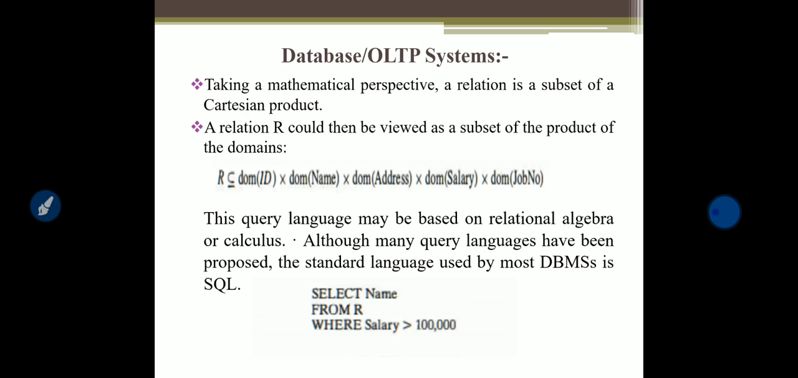So we have a simple example. If you want to retrieve some information from the relation R, we can fire a query like select name. If you want to retrieve the name from the relation R whose salary is more than 1 lakh, we can write a query like select name from R where salary is greater than 1 lakh. So this will give you the record for the particular person with the name who has a salary greater than 1 lakh rupees.